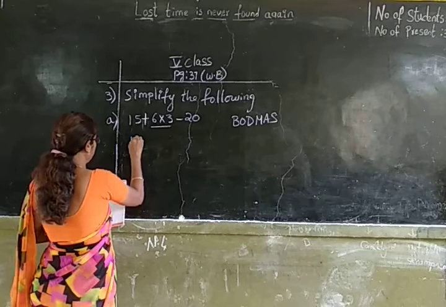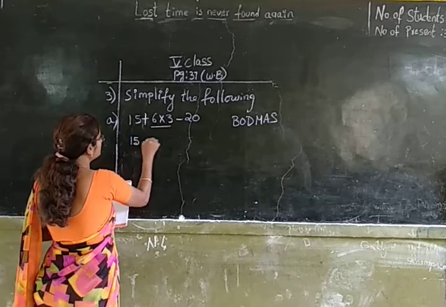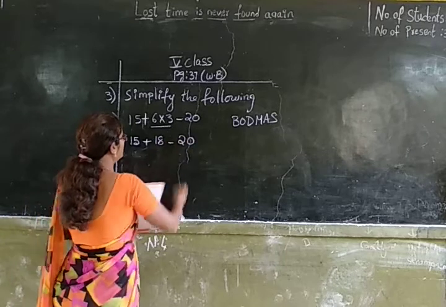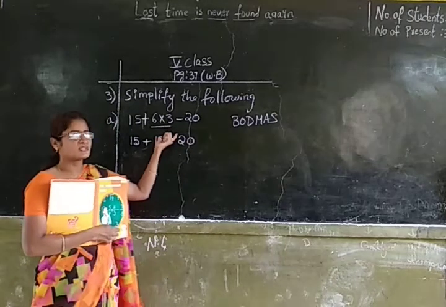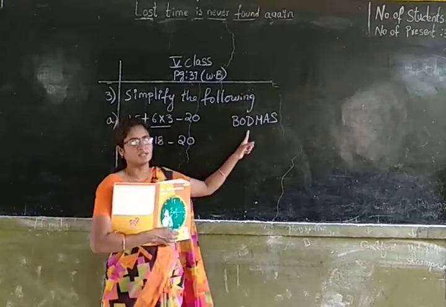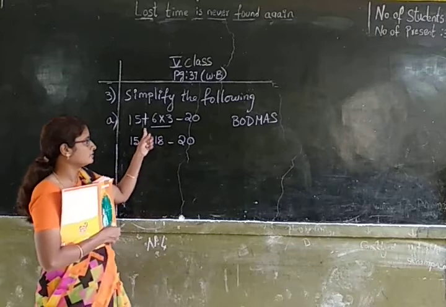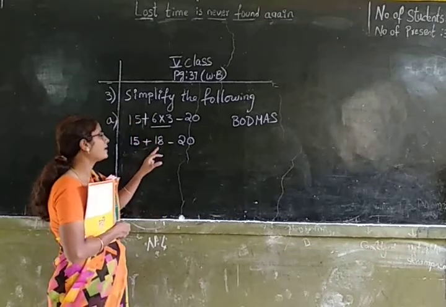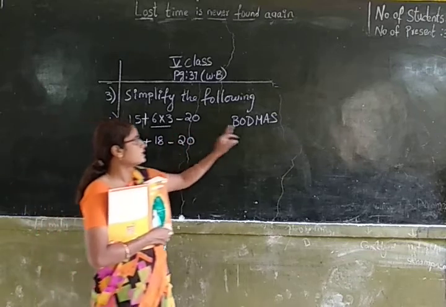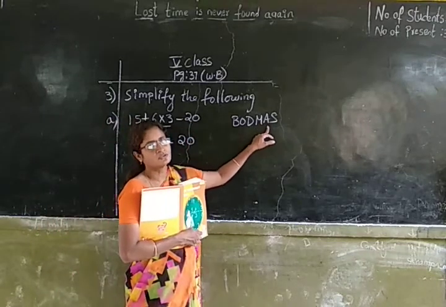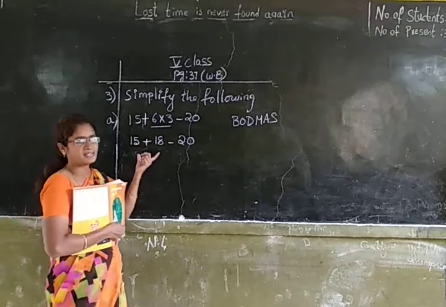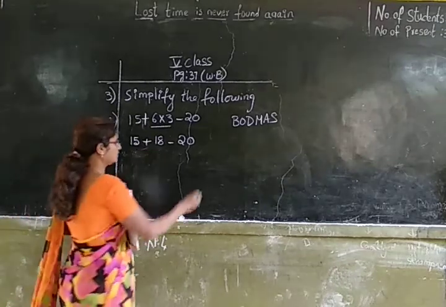So first write down 15 plus 6 3s are how much? 6 3s are 18 minus 20. So since there are no terms in bracket, we have to start from division. But division is not given, so we have to start with multiplication. So here 6 3s are 18. So after multiplication, what we have to do? We have to do the addition. Already the numbers are rearranged. So let us add these two numbers.